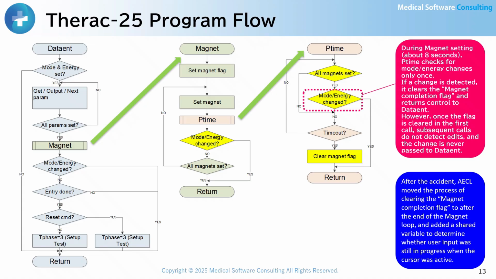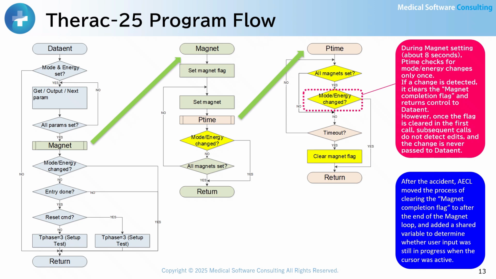In the Tyler accident, the operator entered the mode and energy, then used the cursor up key to make corrections, and re-entered the values within about 8 seconds. This triggered the flaw, and treatment continued with incorrect settings, resulting in a massive overdose.